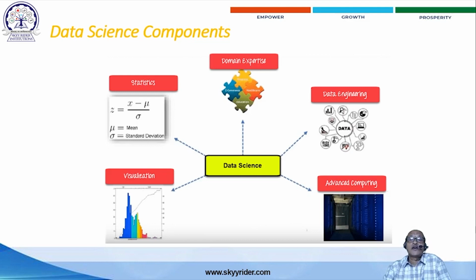After that, domain expertise. After that, data engineering. So data engineering comes under these three combined. After that, advanced computing. Finally, you have to visualize the graphs. These are the basic components of data science.